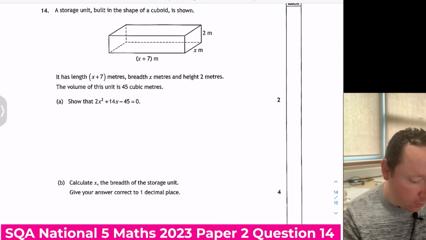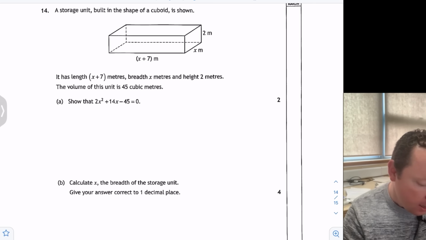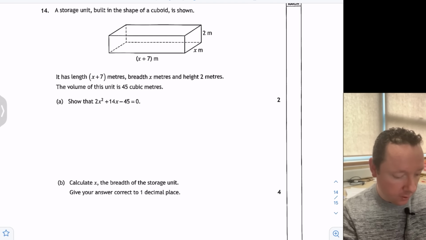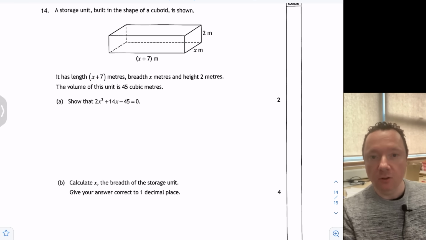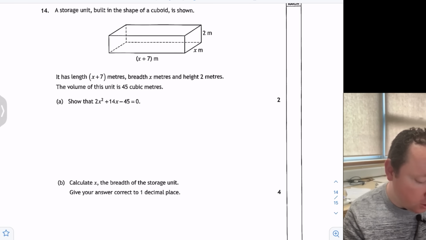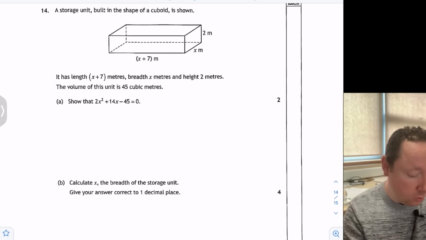SQA National 5 Maths 2023 Paper 2 Question 14. A storage unit is built in the shape of a cuboid as shown. It has a length of x plus 7, a breadth of x, and a height of 2, and the volume is 45. We have to show that 2x squared plus 14x minus 45 equals 0. Relatively standard question this by now. We can write an expression for the volume and make it equal to 45.